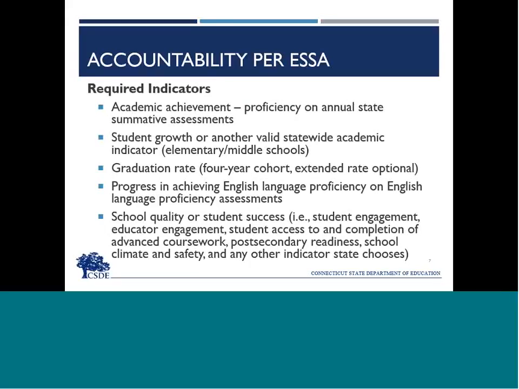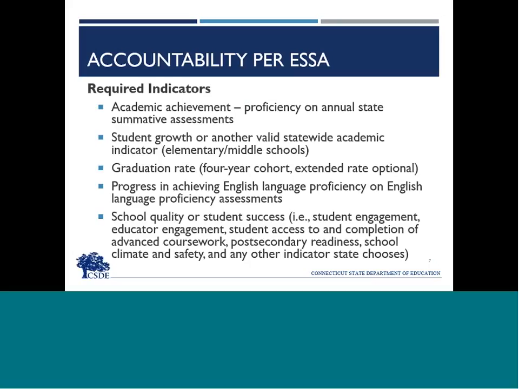So ESSA, in terms of its accountability, requires indicators that can be broadly grouped into these 5 buckets. The first one is academic achievement as determined by proficiency on the annual state summative assessments, student growth, or another valid statewide academic indicator that would be applicable for elementary and middle schools. The accountability system under ESSA requires the inclusion of graduation rate. It requires the 4-year adjusted cohort graduation rate and allows for the inclusion of an extended graduation rate.